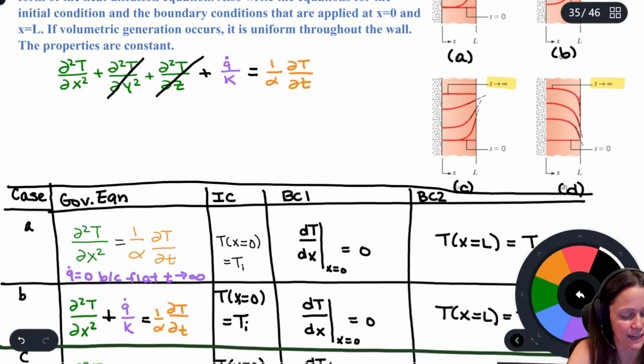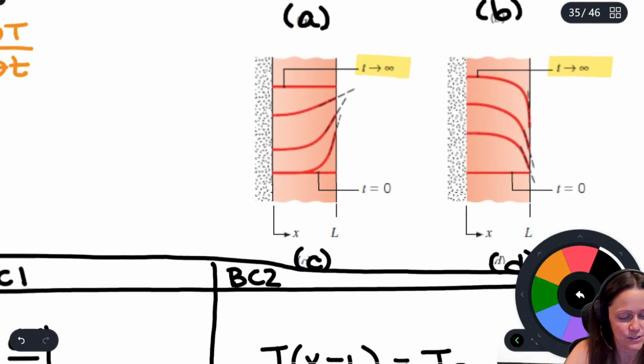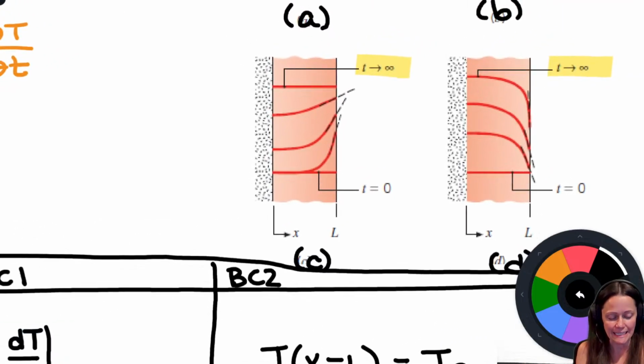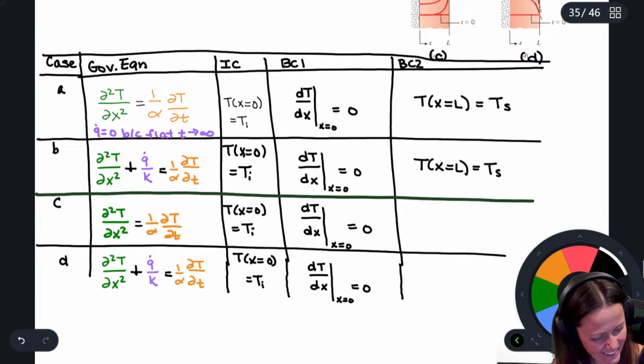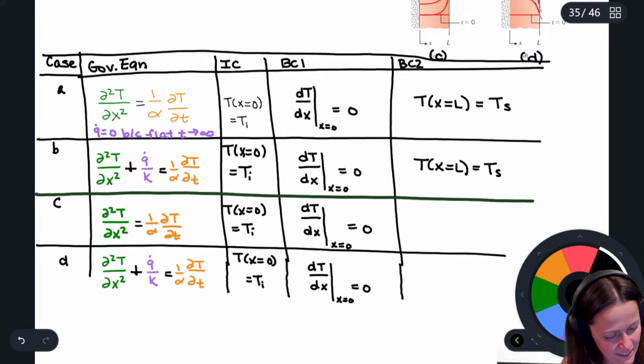All right, so I'm going to zoom in on these other guys. So you can see for C and D, that temperature at the surface is changing as time goes on. That is a convective boundary condition. So both of those have convection. It's the same boundary condition.